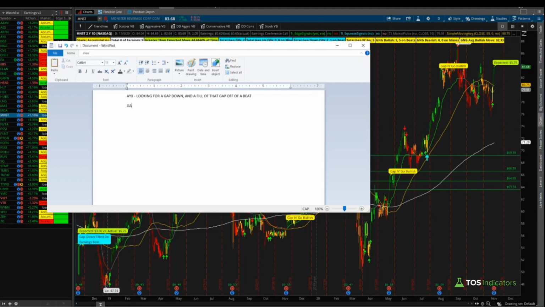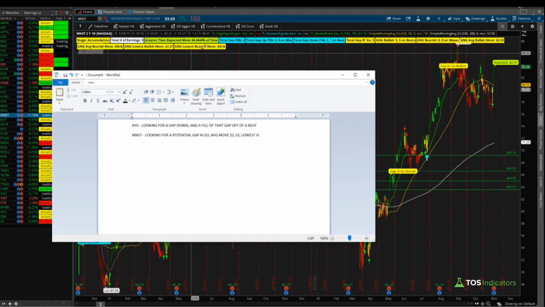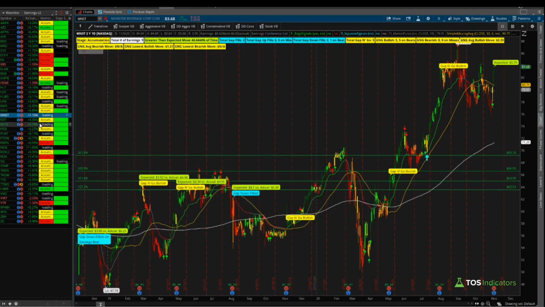So let's go ahead and add that. So we'll say Monster looking for a potential gap and go. Average bullish move is 2.33. Lowest is, if we bring this down just a little bit, you'll see the lowest is 1.21. And I think that would be a potentially interesting trade here.